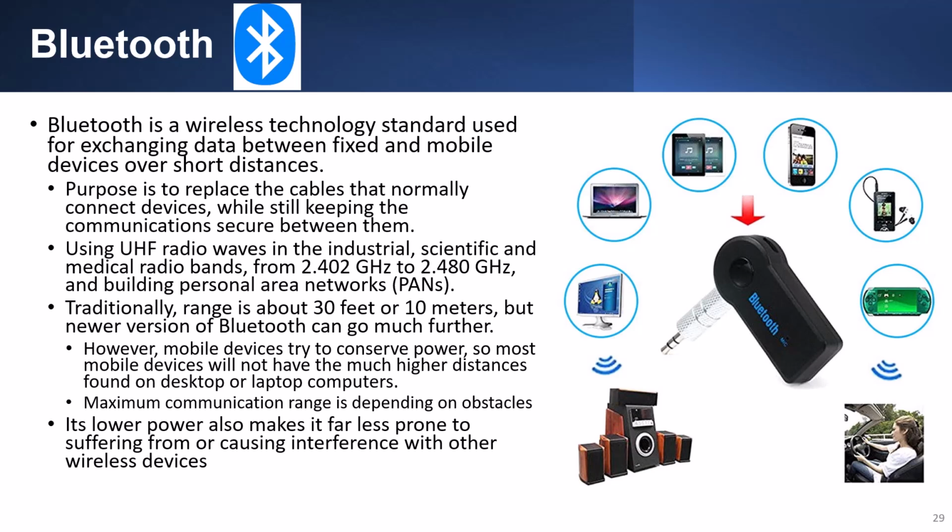Traditionally, range is about 30 feet or 10 meters, but newer versions of Bluetooth can go much further. However, mobile devices try to conserve power, so most mobile devices will not have the much higher distances found on desktop or laptop computers. Maximum communication range also depends on obstacles. Its lower power also makes it far less prone to suffering from or causing interference with other wireless devices.